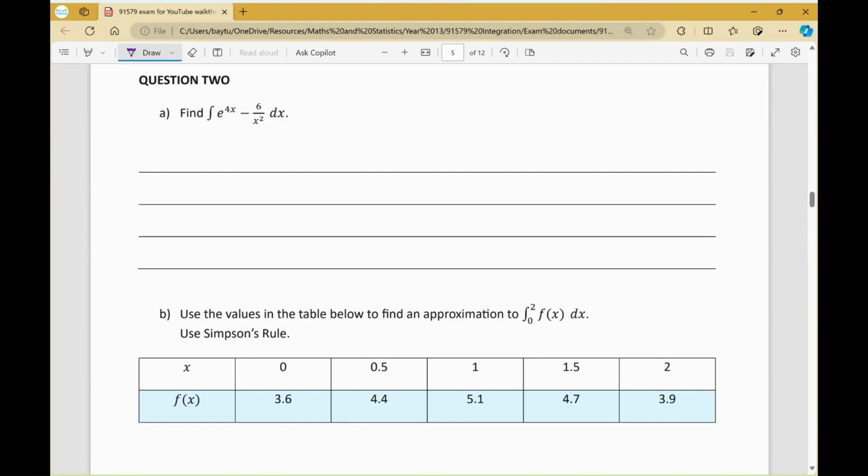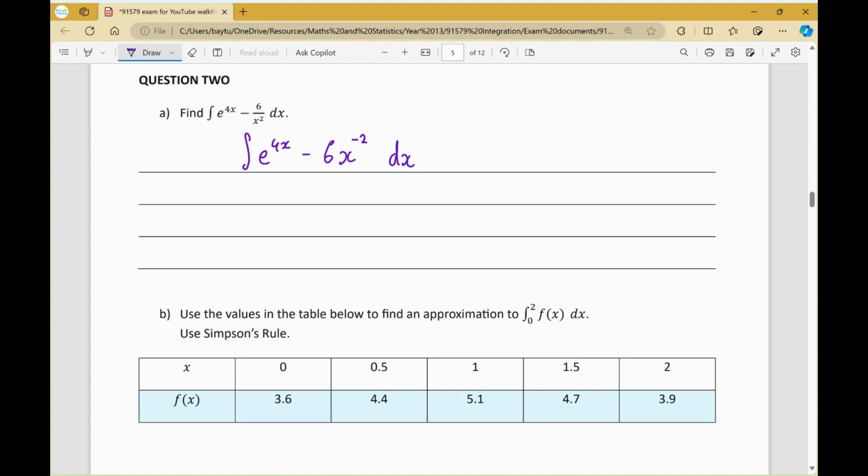So the first thing I'm going to do is rewrite that second part as 6x to the power of negative 2. So no natural log used here because it's not x to the power of 1 down the bottom. It was an x squared, so we're going to rewrite it like that and then integrate in the normal way.